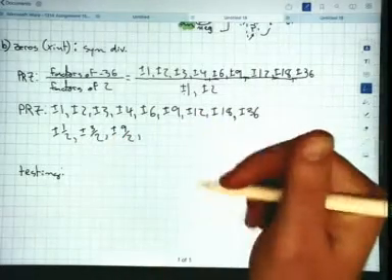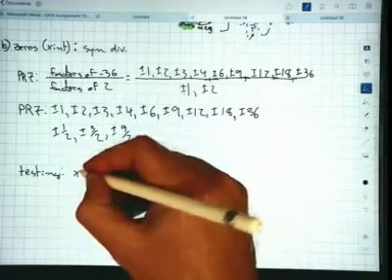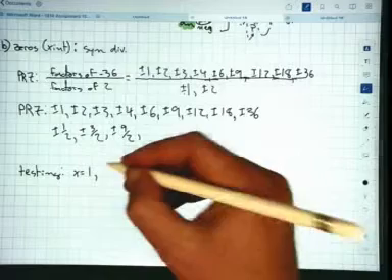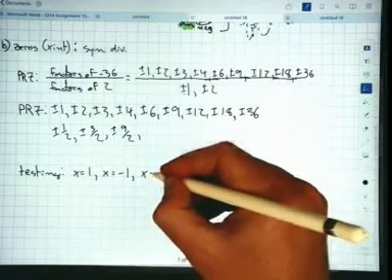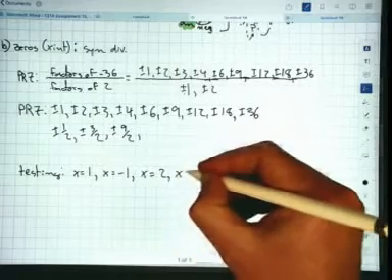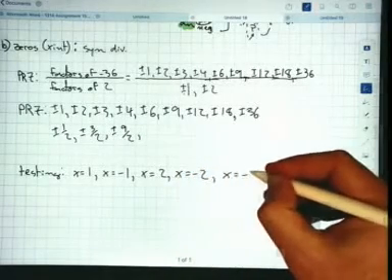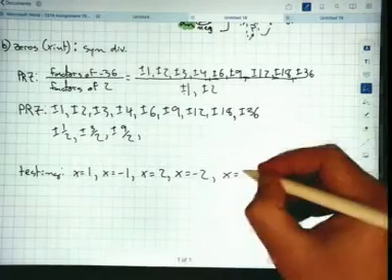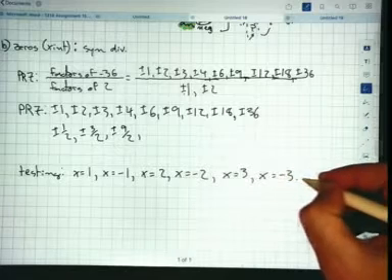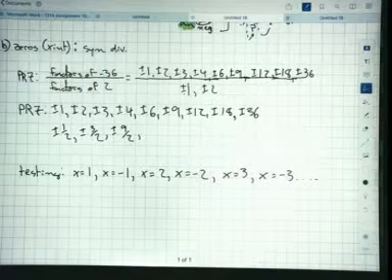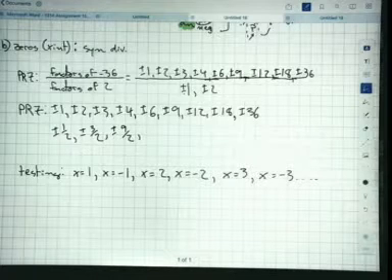Start testing, because I'm going to tell you right now it's going to take a little bit of work. Someone test x equal to 1. Someone test x equal to negative 1. Someone test x equal to 2. Someone test x equal to negative 2. Someone test x equal to 3. And then, if you have enough people, you keep going. Divide and conquer on this problem.